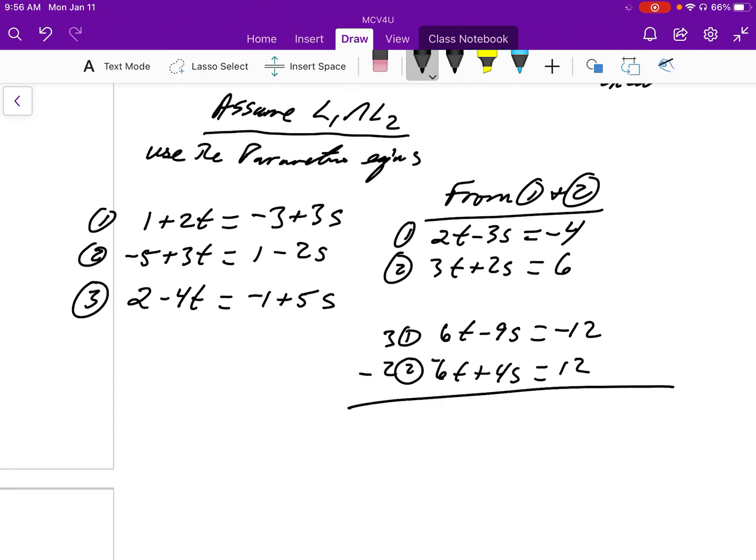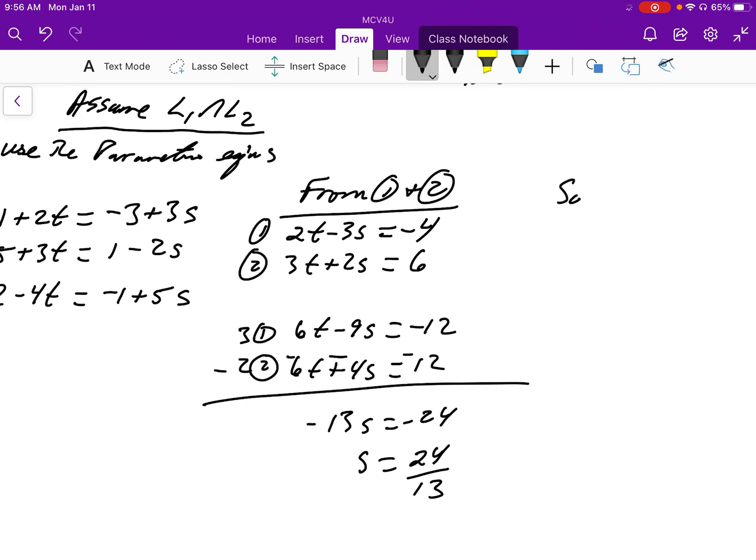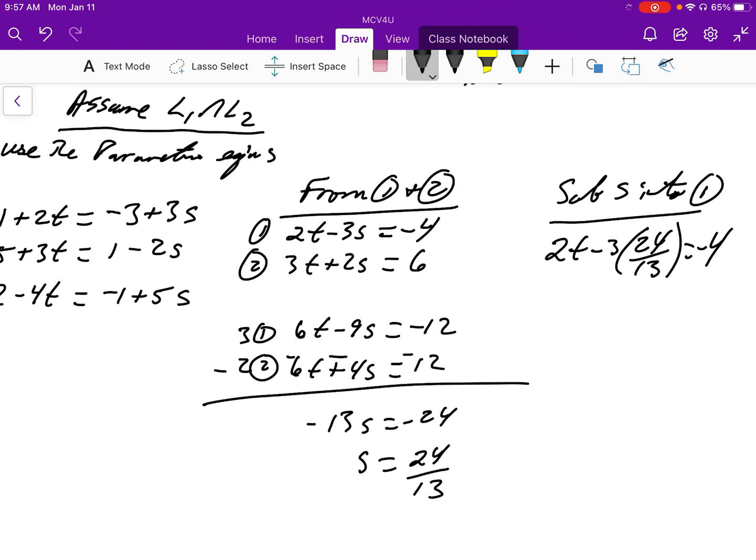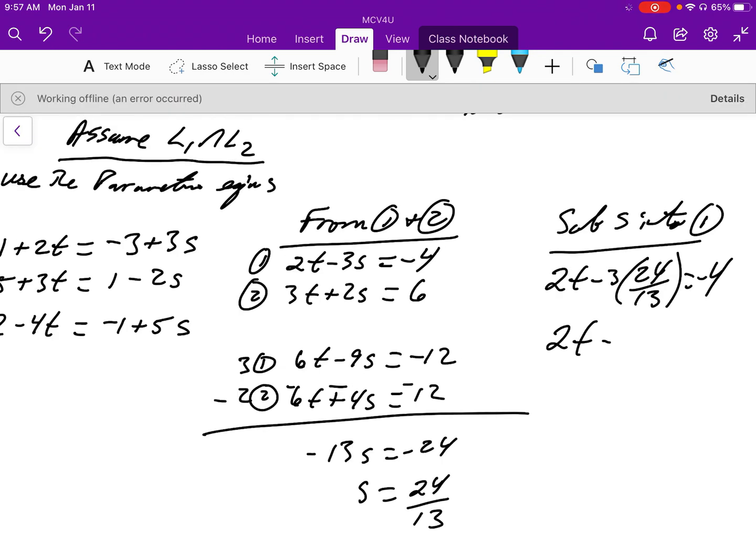I need to subtract these. And so I end up with negative 13s equals negative 24. S equals 24 over 13. Then I can sub my s into, we'll say, equation 1. So 2t minus 3 times 24 over 13 equals negative 4. 2t, let's see, we get minus 72 over 13 equals negative 4.